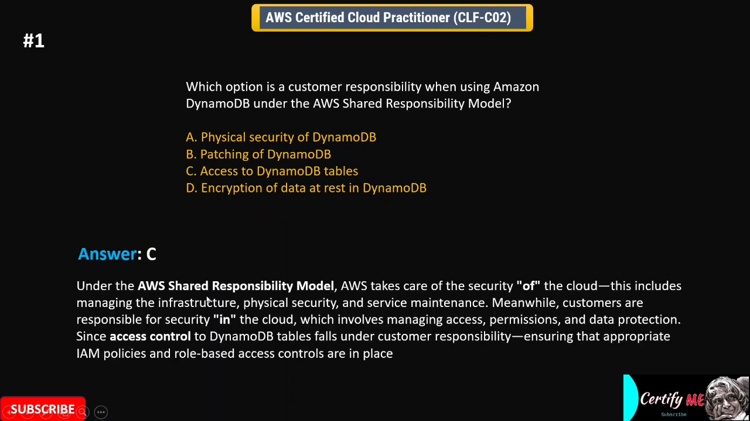Under the AWS shared responsibility model, AWS takes care of the security of the cloud. This includes managing the infrastructure, physical security, and service maintenance. Meanwhile, customers are responsible for security in the cloud, which involves managing access permissions and data protection, since access control to DynamoDB tables falls under customer responsibility, ensuring that appropriate IAM policies and role based access controls are in place. Next question.